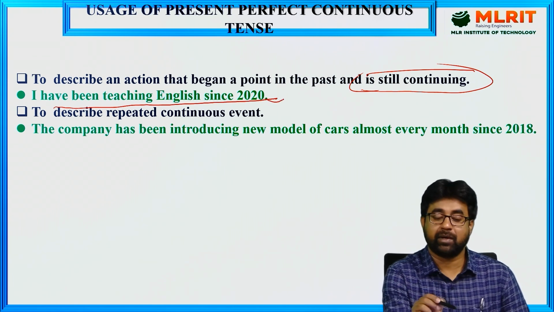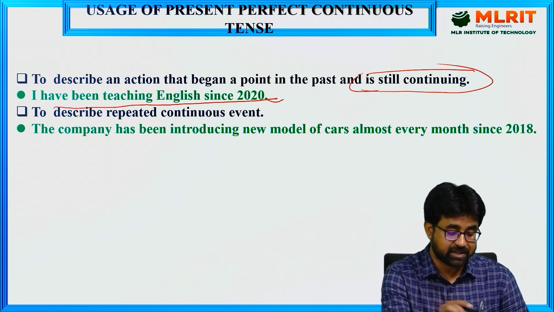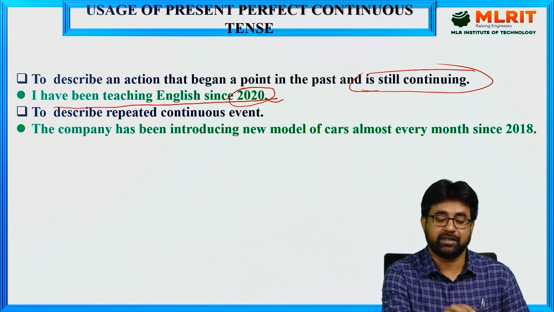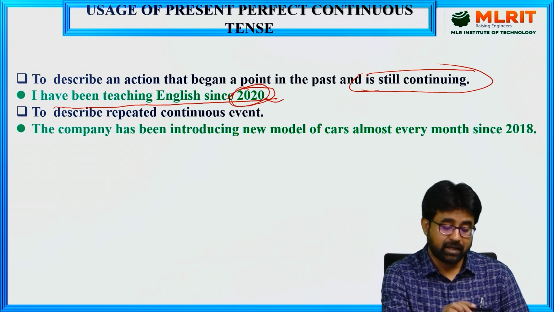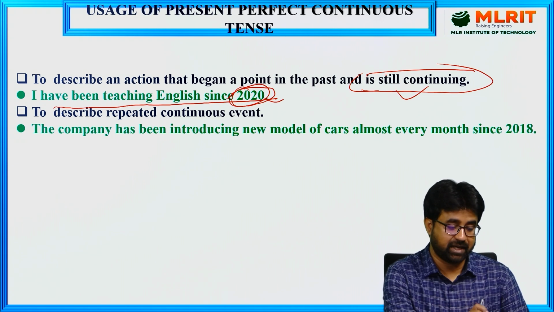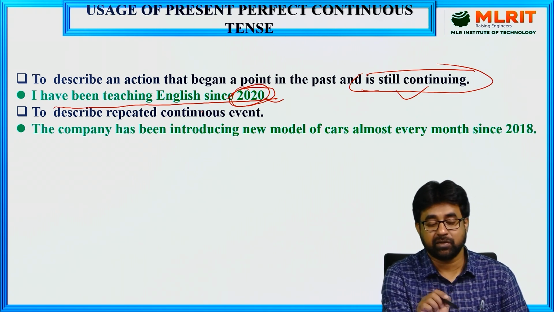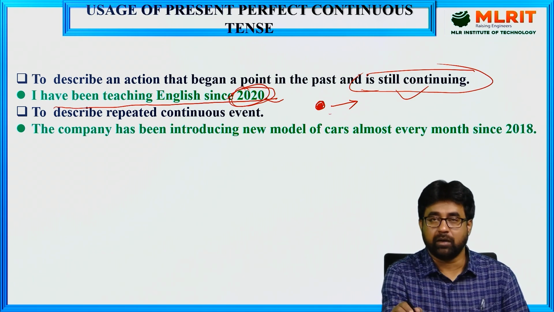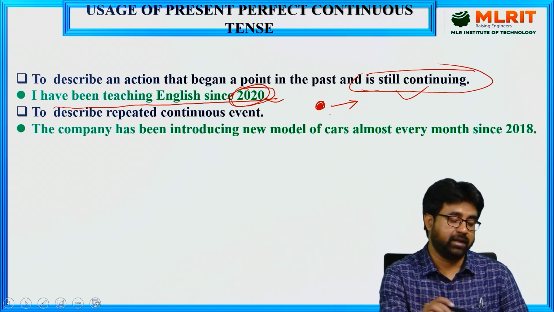So I'm talking about an action that started in the past, which is the action here, teaching, right? Now, when did it start? It started in the past, 2020, right? And the last aspect is that it is still continuing. So when I am giving you the example, the action is still going on. So what tense am I using? Present perfect continuous tense, right? I have been teaching English since 2020. So please remember, the action will start at a particular point in the past and then it will be going on at the time of speaking, fine?